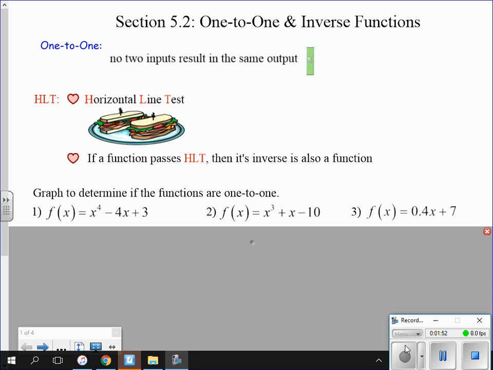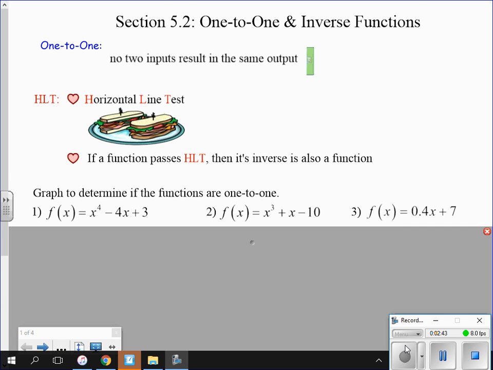So, a function passes the vertical line test if we pass a vertical line across and it touches one and only one place. That means it's a function. It's one-to-one if it also passes the horizontal line test. So if I pass a horizontal line across it and it only touches once at any one time, then it is also one-to-one. Which means each x has one y and each y has the same x no matter what. There are no two x's with the same y. There are no two y's with the same x. Okay. The thing about one-to-ones is that their inverse functions are also functions. If a function is one-to-one, then its inverse is also a function as well.